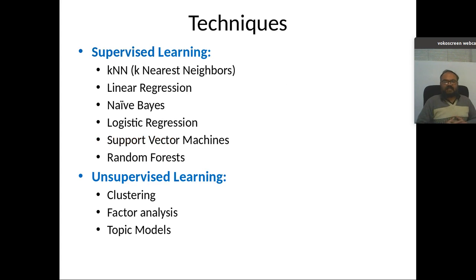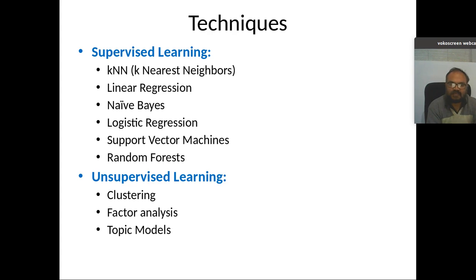Let's discuss some techniques. In supervised learning, there is k-nearest neighbors, then we have linear regression, naive Bayes, logistic regression, support vector machines, and random forests. Some of them are used for classification, some of them are used for regression, and some of the methods are equally applicable to both classification and regression. For example, you can use support vector machines for classification, where the label or the output are discrete, and you could also use support vector machines for regression as well.